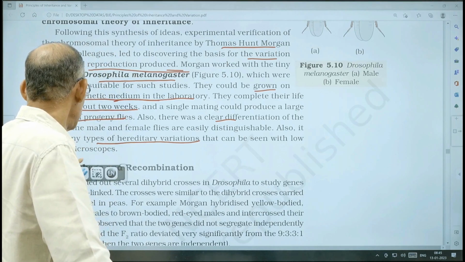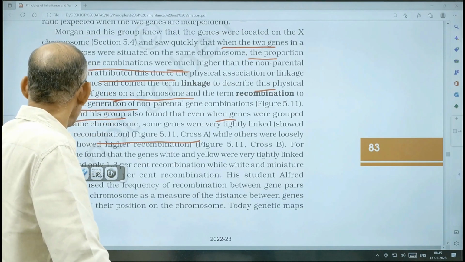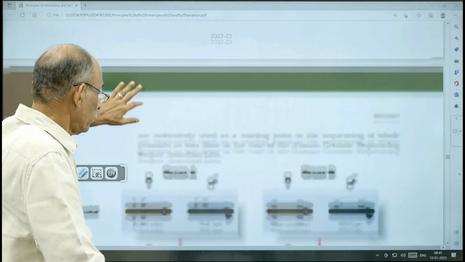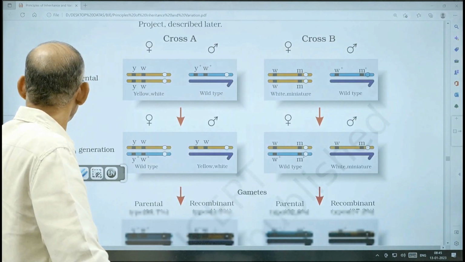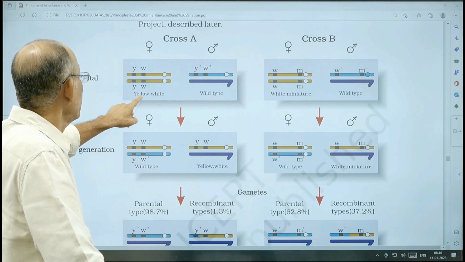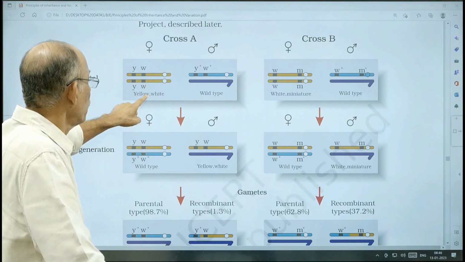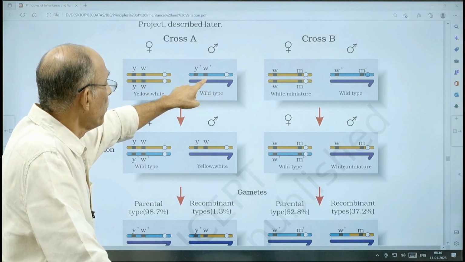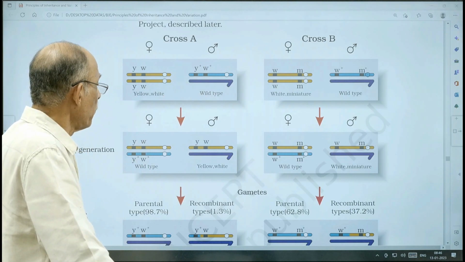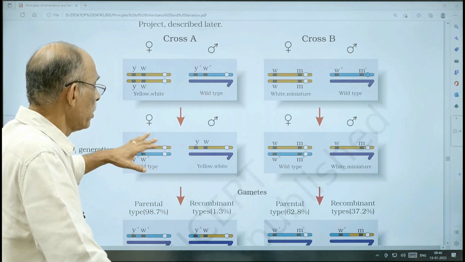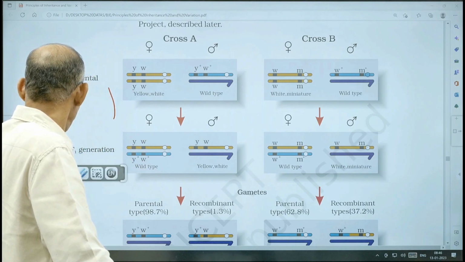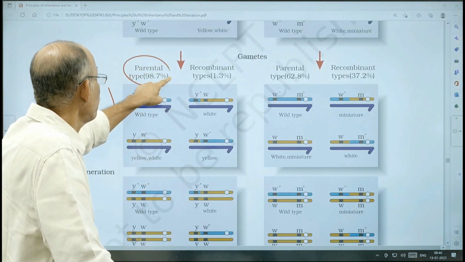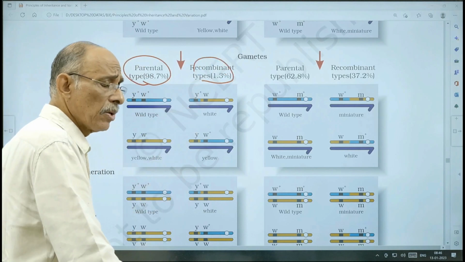Now linkage and crossing over. Morgan crossed a yellow-bodied, white-eyed female Drosophila with a brown-bodied, red-eyed wild type male. He obtained an F1, and when the F1 was selfed, in the F2 he obtained 98.7% parental types and only 1.3% recombinant types.